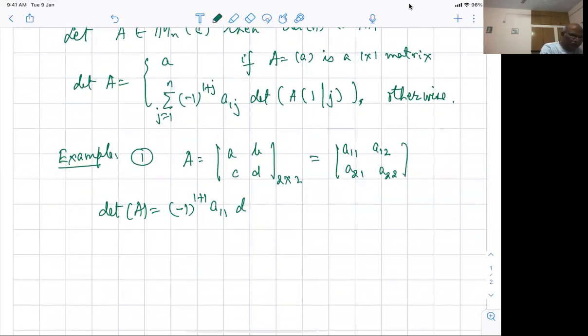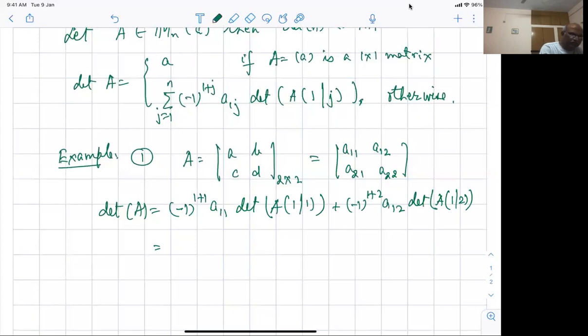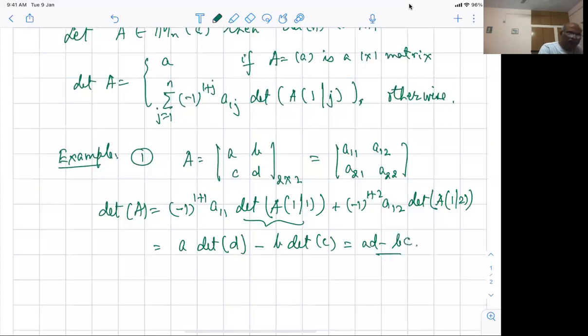So A11 into the determinant of A with the first row and first column removed, plus minus 1 to the power 1 plus 2, A12 into the determinant with the first row and second column removed. So this is the same as A11 is A, and the determinant of the one matrix left is D, so we get A times D, minus A12 which is B times the determinant of C, which is equal to AD minus BC, the one that we had learned earlier.